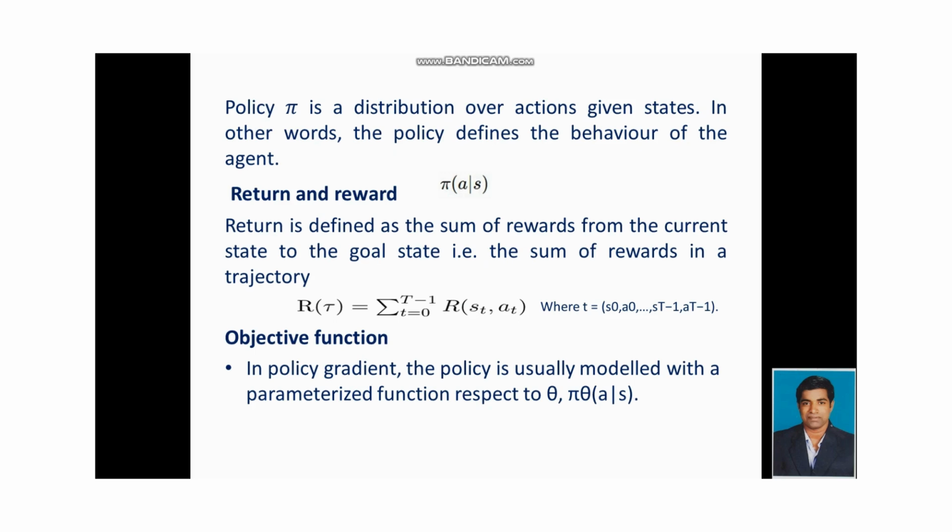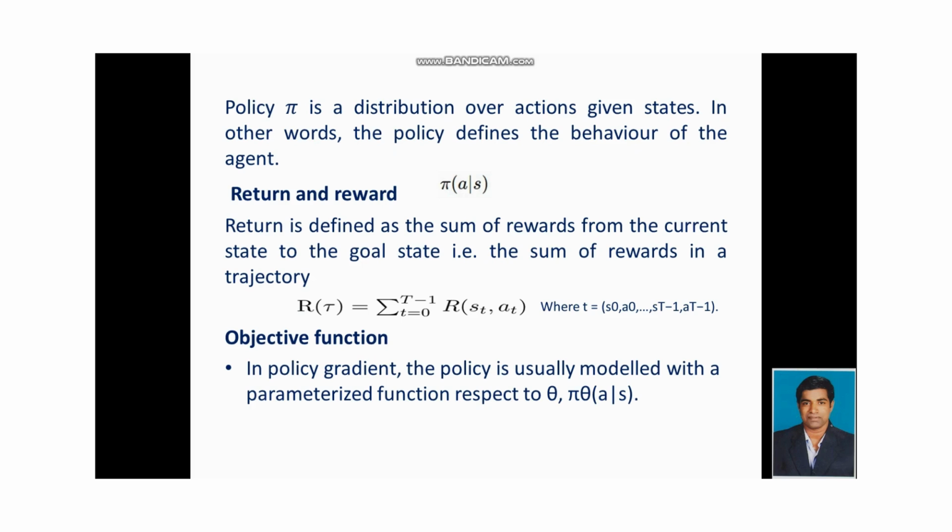Return and reward. A return is defined as the sum of rewards from the current state to the goal state. Example: the sum of rewards in a trajectory, R of tau, is equal to the summation t equal to 0 to capital T minus 1 of reward of s_t, a_t, where tau equals s0, a0, s1, a1, ..., s(T-1) and a(T-1).